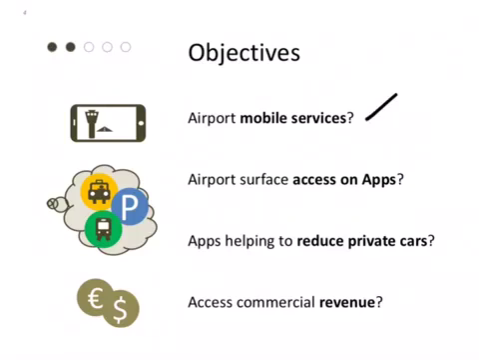We want to look at what services airports around the world are providing to those passengers carrying a smartphone. Within those services, what is the surface access information presented in those applications? Third, are those applications helping to reduce private cars, which was a major issue? And are those applications used to generate a complementary source of revenue within the airport access? Let's see.